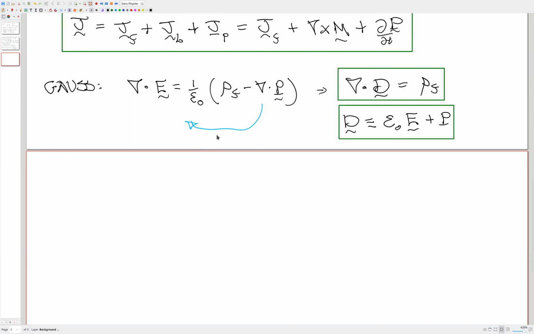Now we can do the same with the Ampère-Maxwell relationship. So what we do is we consider now the curl of B. And this is what? This is mu zero with the total current. Okay, but the total current is the free current plus the bound current plus the polarization current. So it's just J free plus the curl of M plus dP/dt.